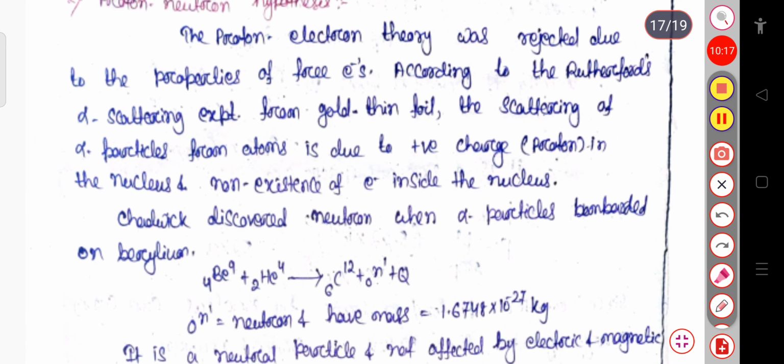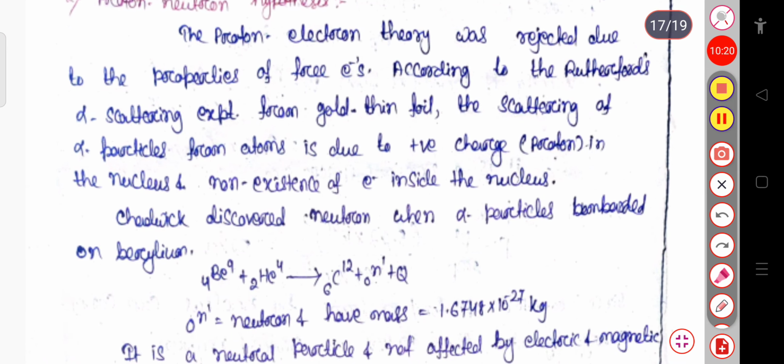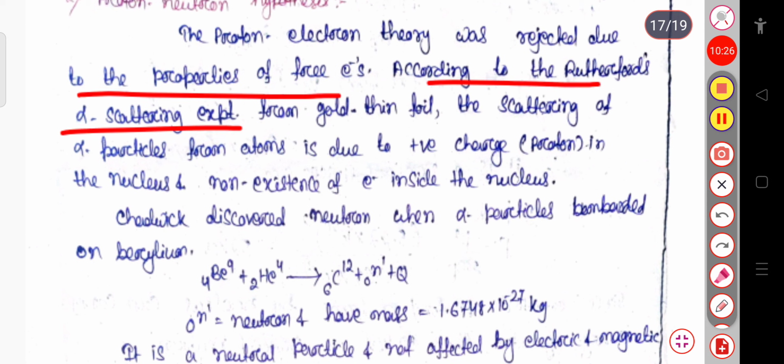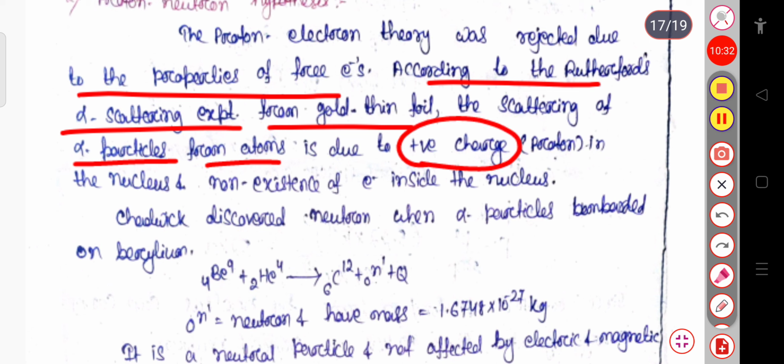The proton electron theory was rejected due to the properties of the free electrons. According to the Rutherford alpha scattering experiment from the gold thin foil, the scattering of the alpha particle from the atom is due to the positive charge, or the proton, in the nucleus. And if the electron existed inside this nucleus, then it might be possible that the alpha particle would be captured by the electron, since alpha is doubly charged.